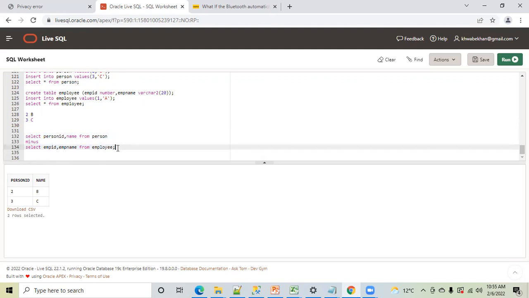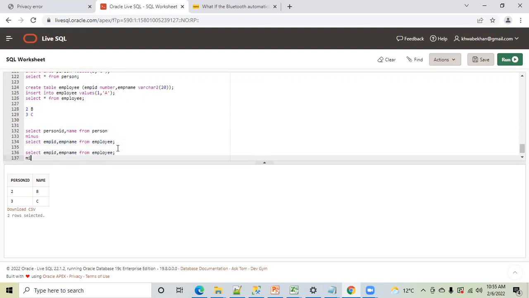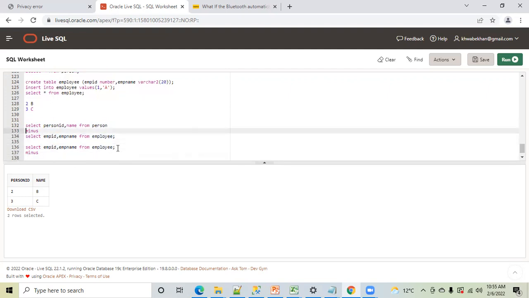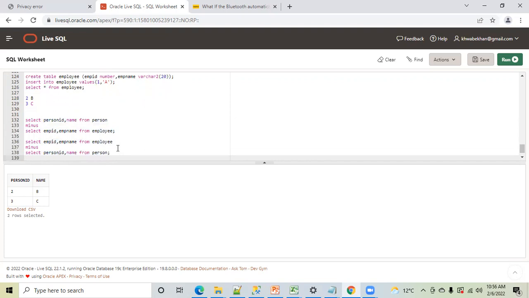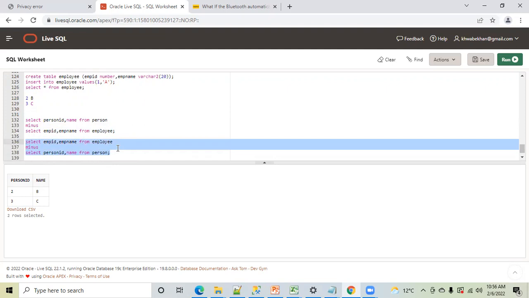Now, if I write this query... Sir, without using minus, we can also use the left join. Yes, you can use that also, but left join will not be useful in a few scenarios. I will tell you that, but first understand what this minus is.